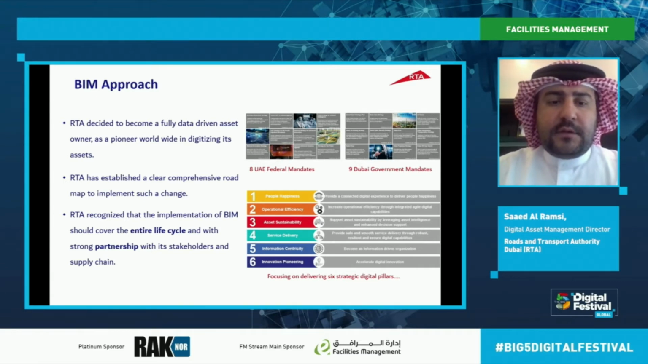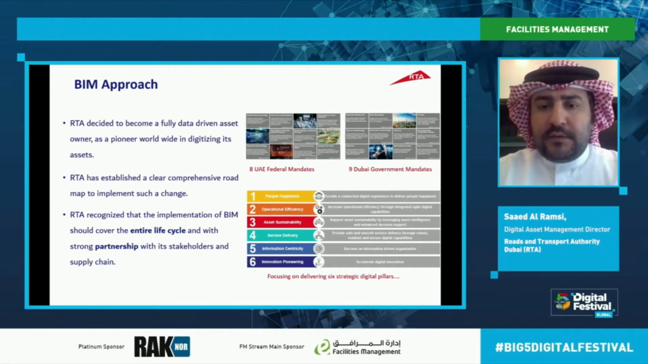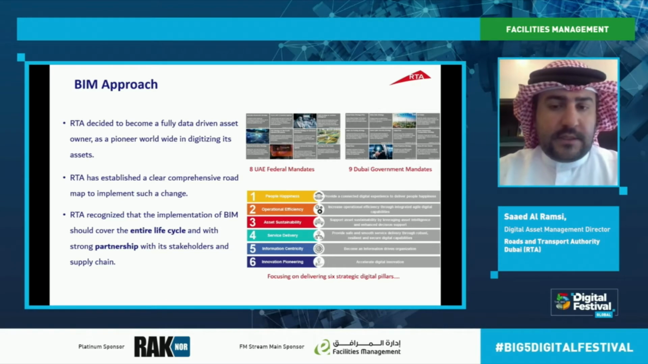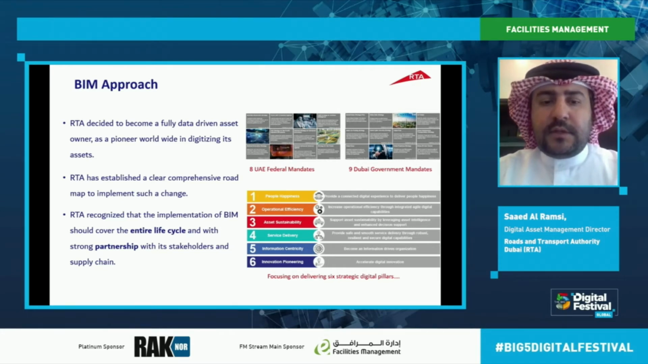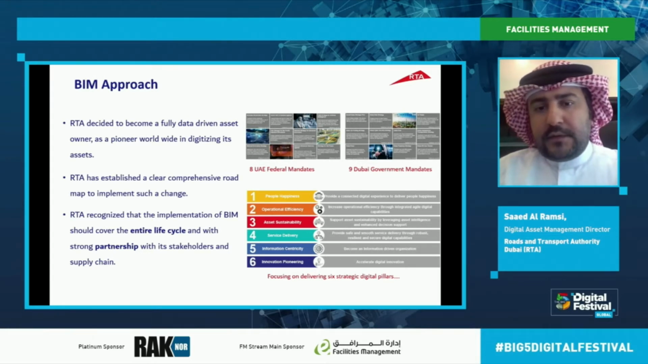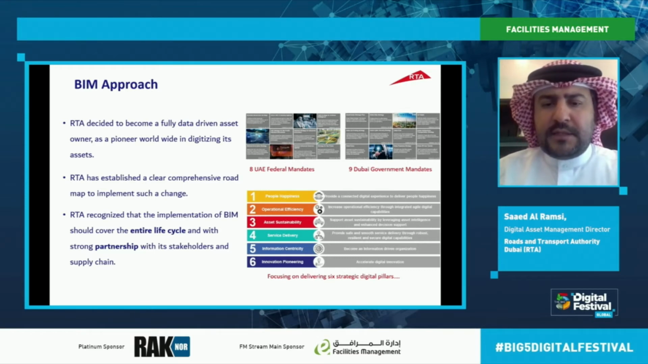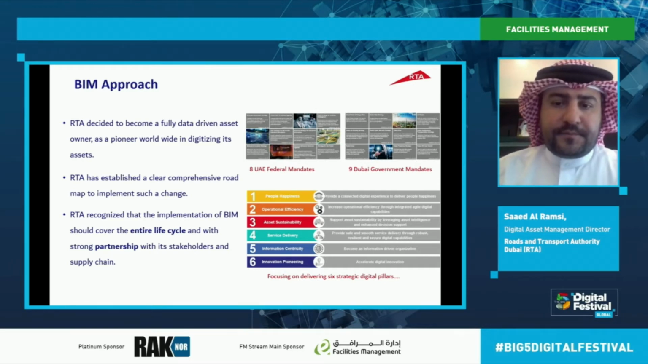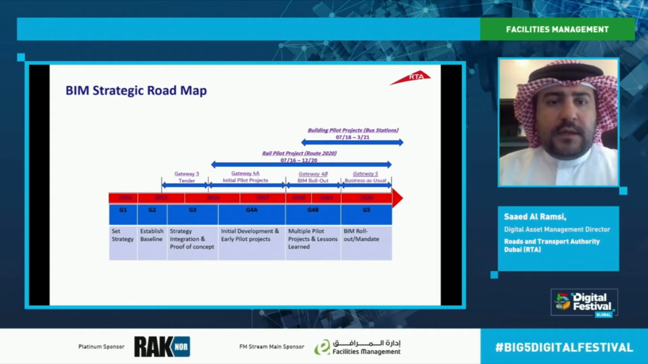We also recognized that the implementation of BIM should cover the entire lifecycle, with a strong partnership with the stakeholders and supply chains. All our stakeholders, our agencies, are considered our internal customers, and we have our external customers. So we have to look into the needs of all the partnerships that we have. We are following all the mandates from the government, either federal or Dubai government, and we are focusing on these 6 pillars, which are people happiness, operational efficiency, asset sustainability, service delivery, information centricity, and innovation pioneering. If we go to the next slide, this is the roadmap that we started.